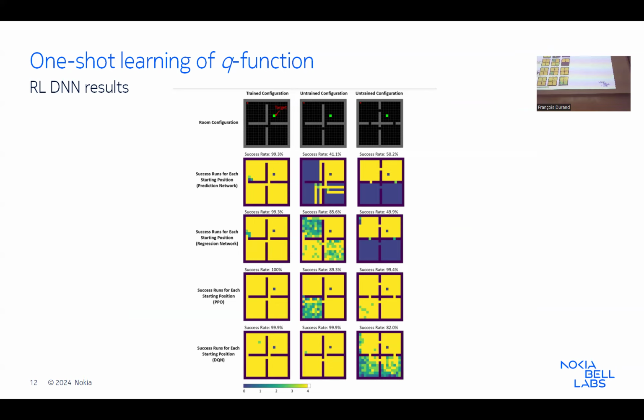essentially for a given starting point. So we have here on the left a trained configuration and two untrained configurations. We show via colors what's the probability of getting to the target within a certain bounded amount of time. For the trained example, pretty much the one-shot algorithm and the RL algorithms all did pretty well. But for the one-shot neural network, so both the prediction network and the regression network, on the untrained examples, they definitely had worse success rates than the actual trained RL algorithms.